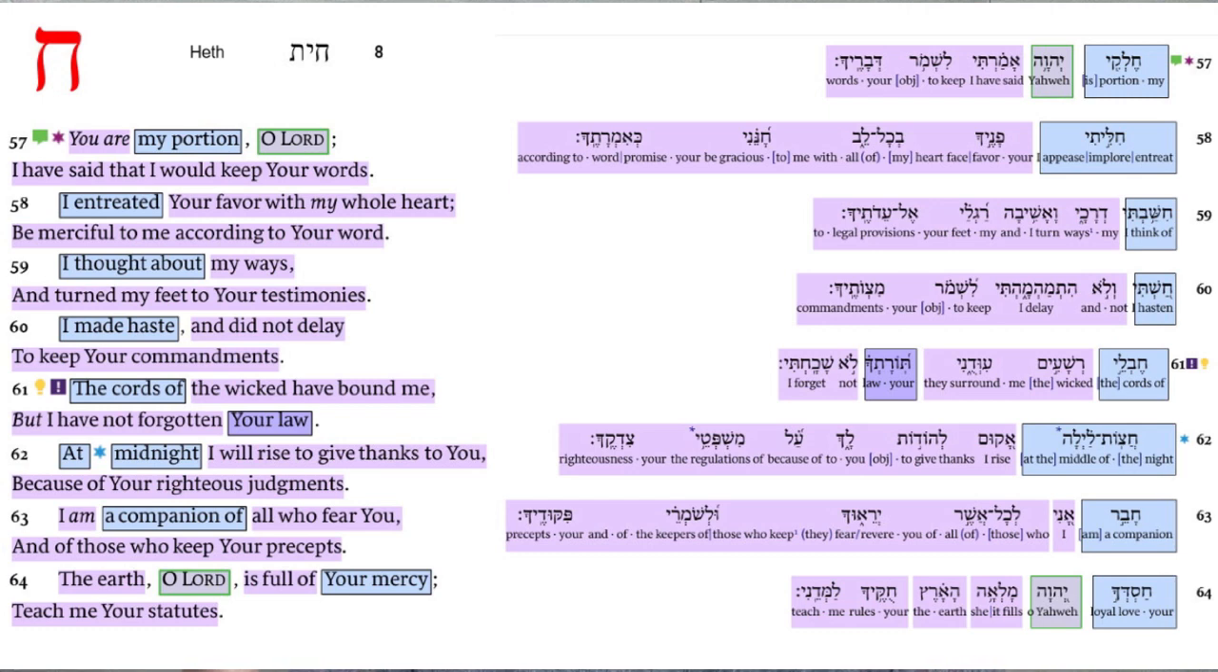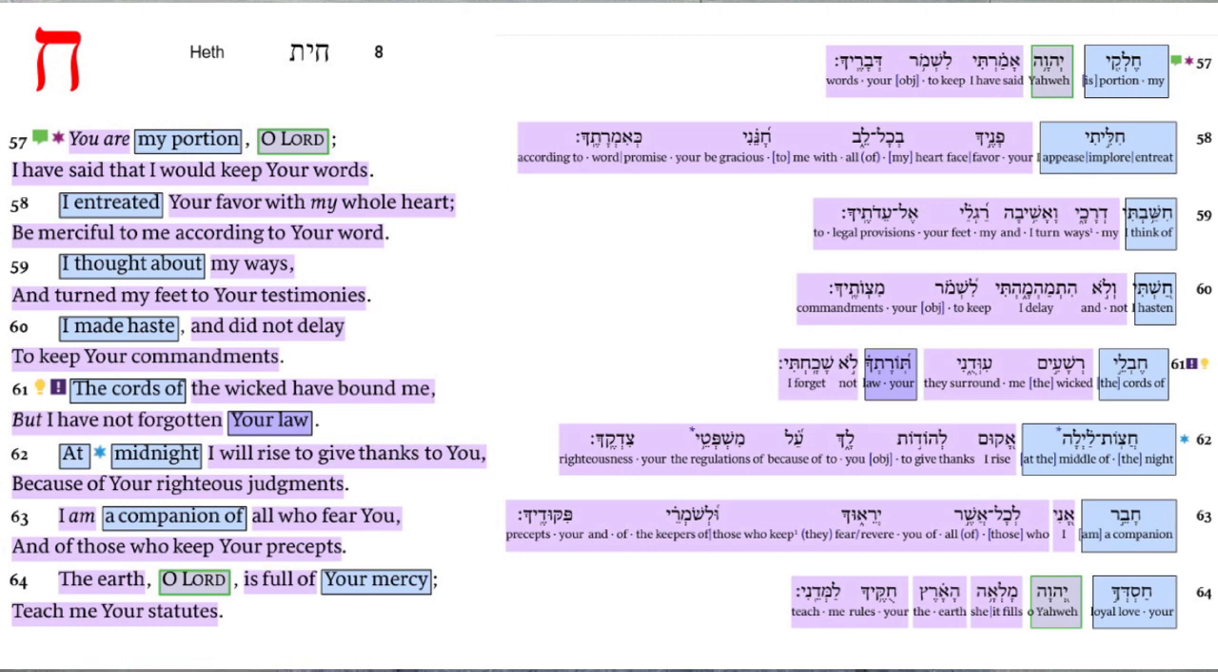And it says, so I have said that I would keep your words. So being that you are mine, you're my portion, you're my allotment, I am going to be obedient to what you've asked. I've entreated your favor. And again, this is a word that we don't use that often, but I've sought it out. I've entreated your favor with my whole heart. So this is what he's asking in reply to it.